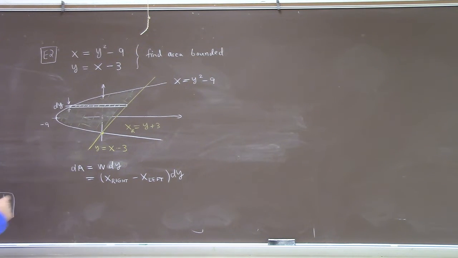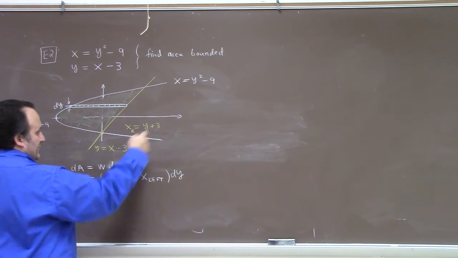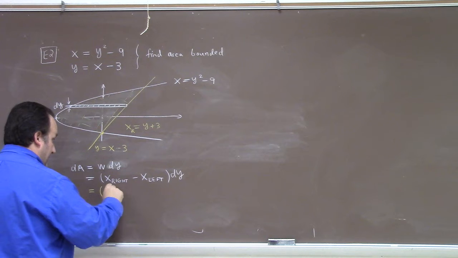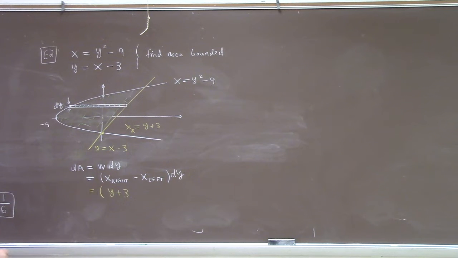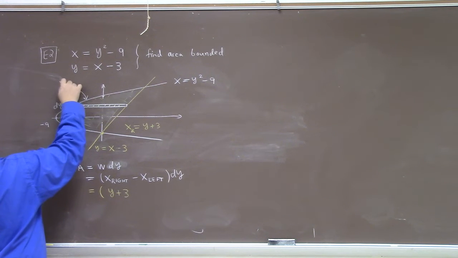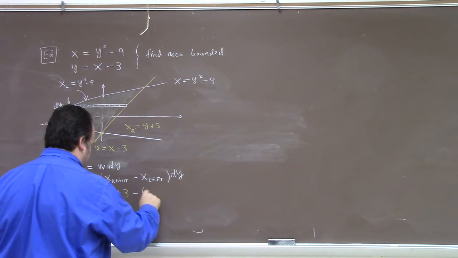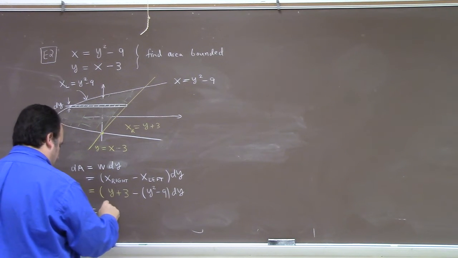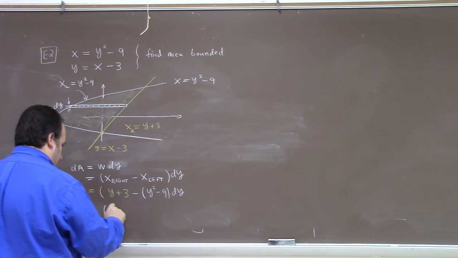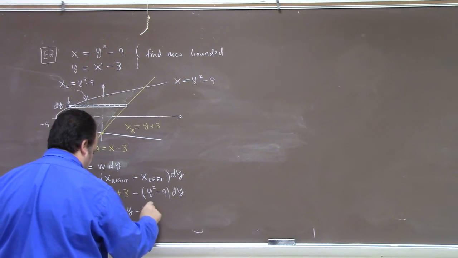You see it? So if I look at this, this is the line y equals x minus 3. Solve for x, I get x is equal to y plus 3. So I've got y plus 3 for the right x. How about the left x? Well, the left x is this guy, right? And so you could say x_l is y squared minus 9. So minus parentheses y squared minus 9 dy. And so what that gives me, of course, is 12 plus y minus y squared dy.